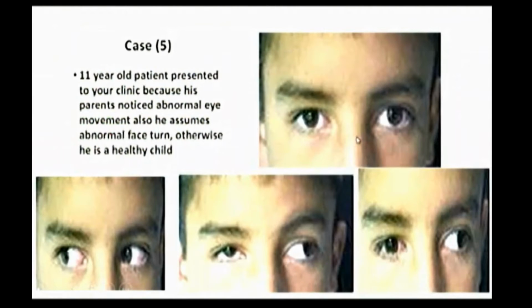This is the patient in primary position. Patient looking right, looking left. Again, same thing, looking left. So what is your finding? Second question, what is your differential diagnosis for this patient, this appearance? And what is the most likely diagnosis? What is your differential and what is your most likely diagnosis?